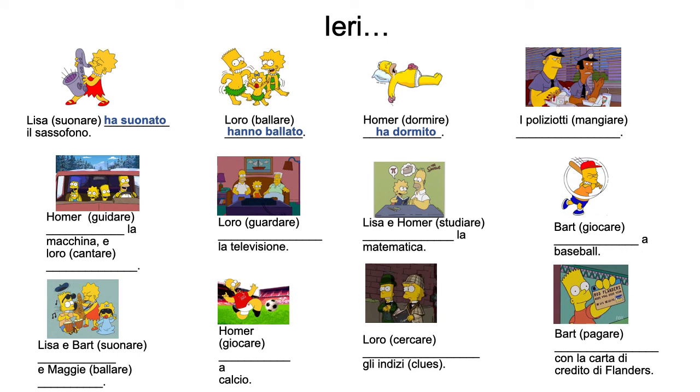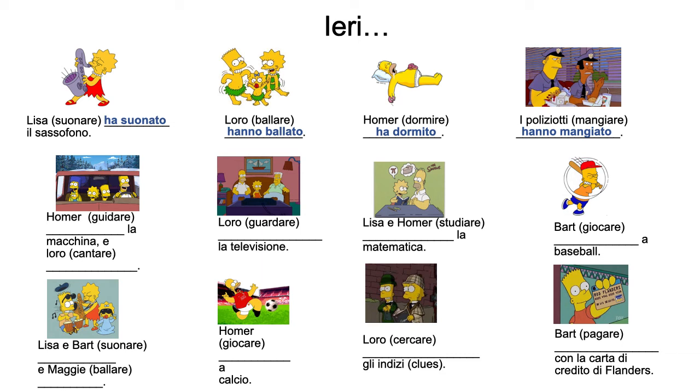In the next one, I poliziotti mangiare. My subject is the policemen, so I need the loro form. They are the subject, right? So the loro form of avere is hanno. And then the past participle of mangiare, I get rid of the are, insert ato. So hanno mangiato. I poliziotti hanno mangiato. The policemen ate.